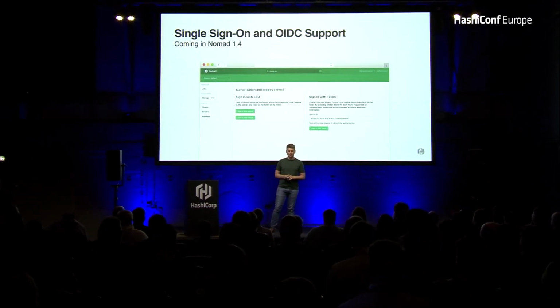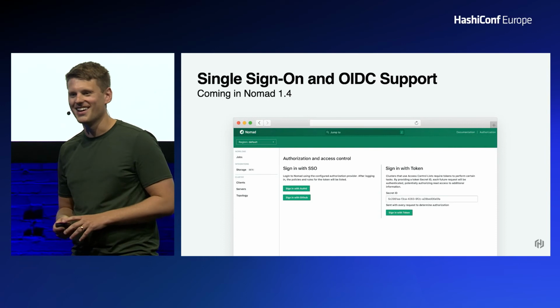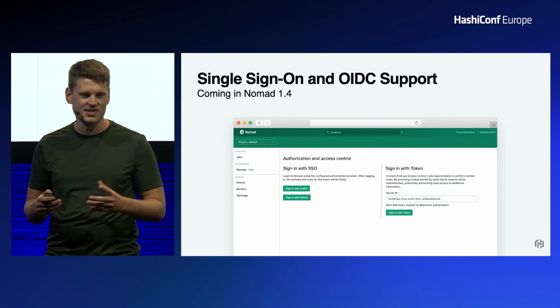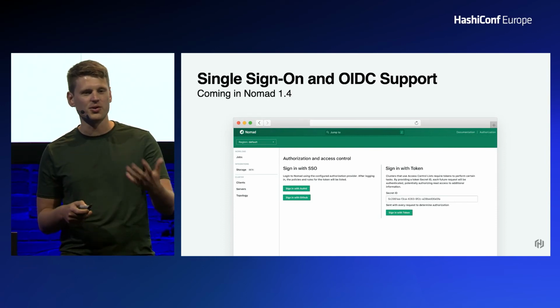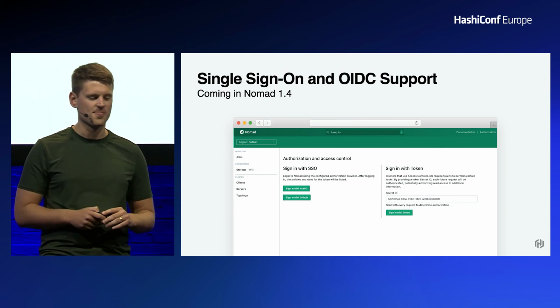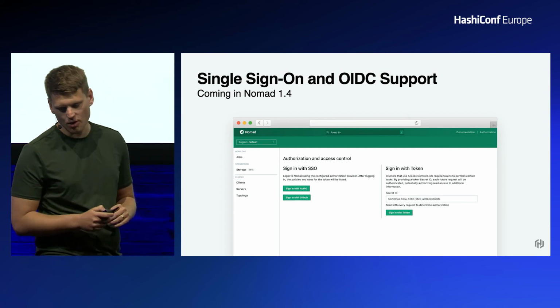You could sign on with one of those and then get your ACL token automatically issued, and then eventually revoked if you change something in the OIDC provider. Really simple way to do auth. If you're used to the Consul integration, it works a lot like that. So that's coming in Nomad 1.4.